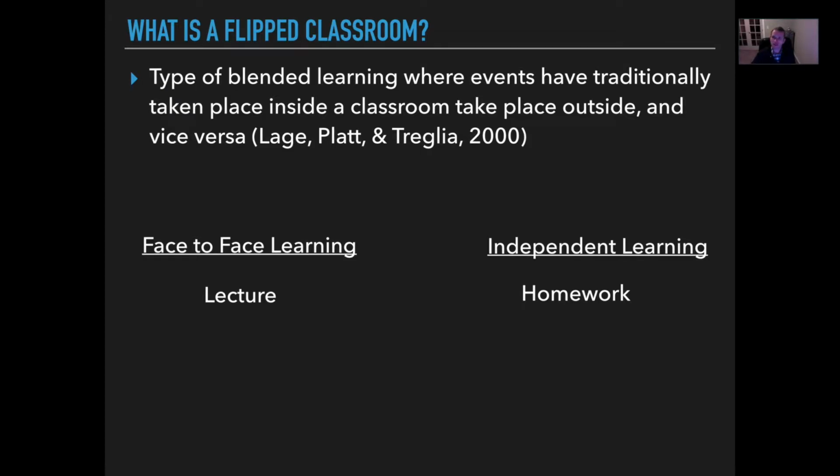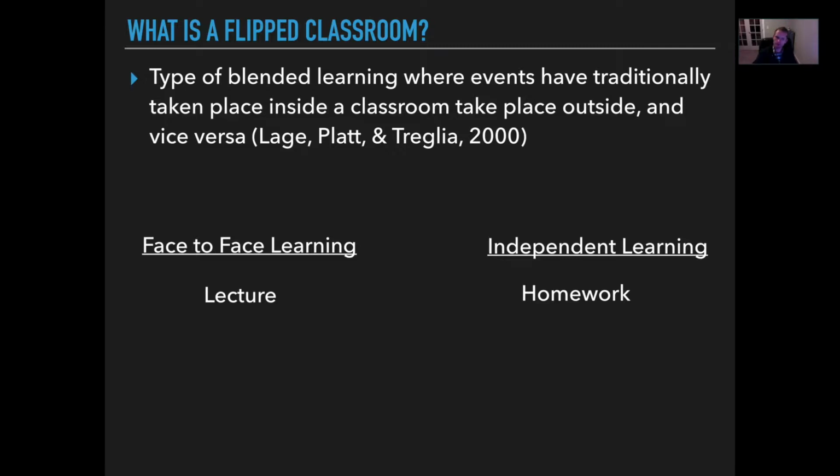A flipped classroom is a type of blended learning environment where events that have traditionally taken place inside a classroom take place outside, and vice versa. So a blended learning environment is one where there are in-person aspects as well as online aspects, and they're being used together in conjunction. So this is different from maybe a class where students only work in the classroom with a teacher, and it's also different from an online focused class where there isn't ever any in-person teaching and learning.